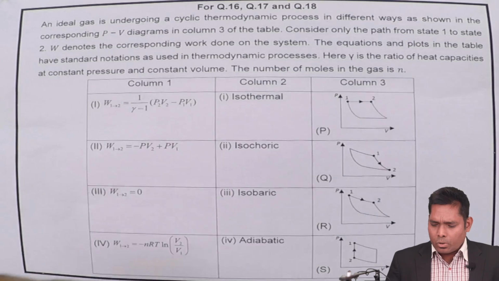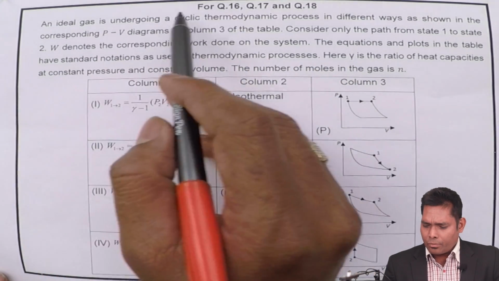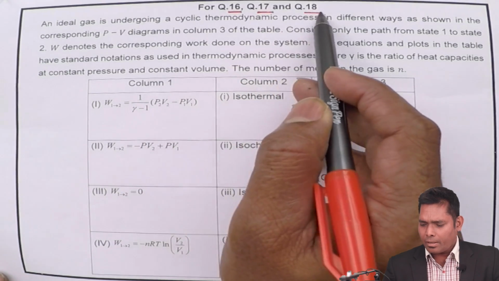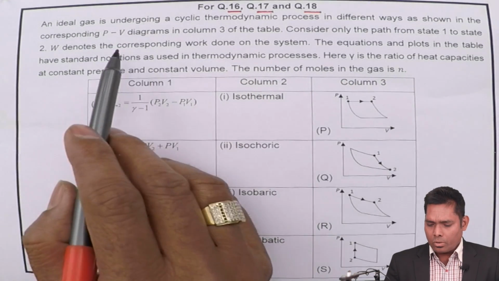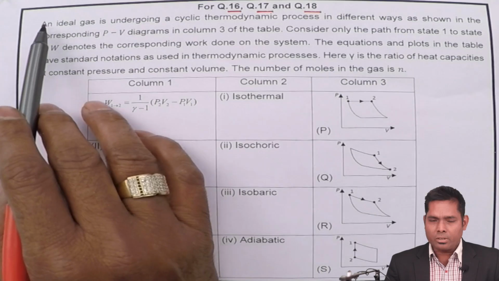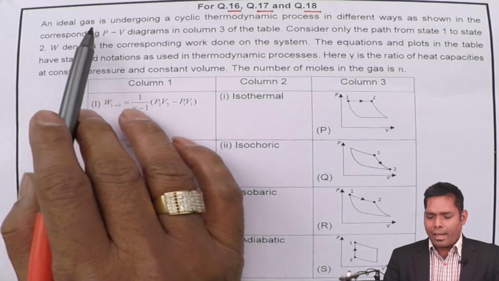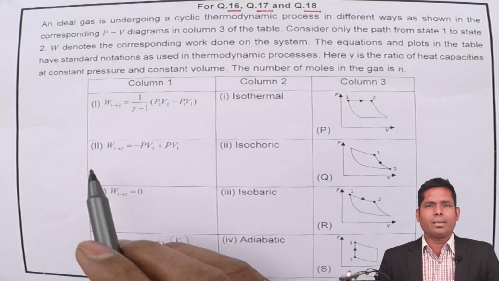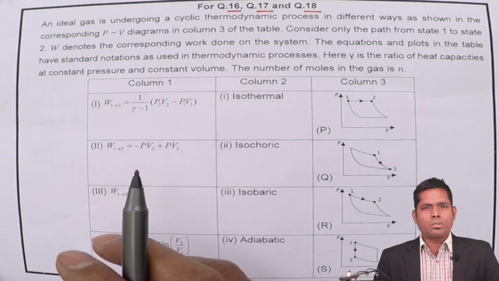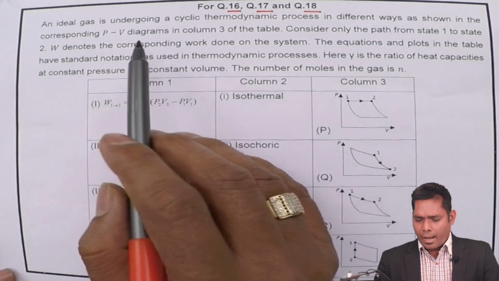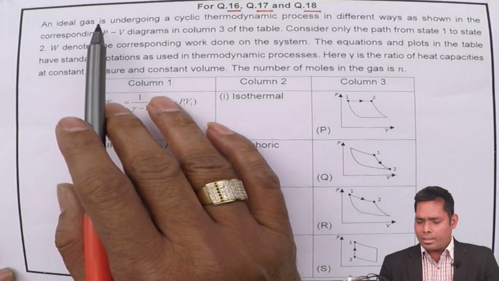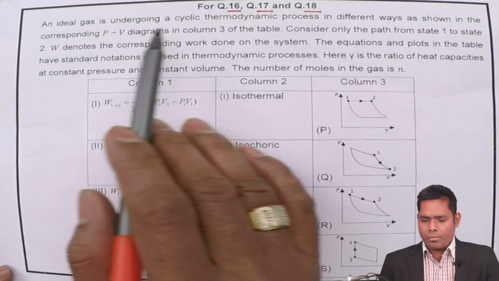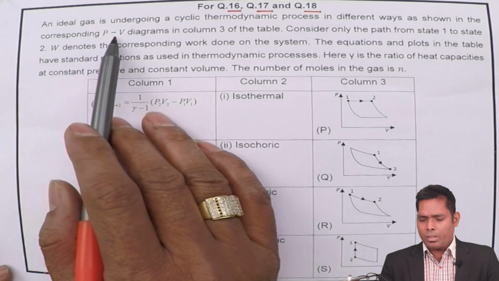Students, let us solve the next question of this paragraph, which has three questions, 16, 17 and 18. So the first question we will take, let us first read the question. An ideal gas is undergoing a cyclic thermodynamic process. There is a thermodynamic process which is a cyclic process, and an ideal gas is considered in different ways, shown in the corresponding PV diagram.